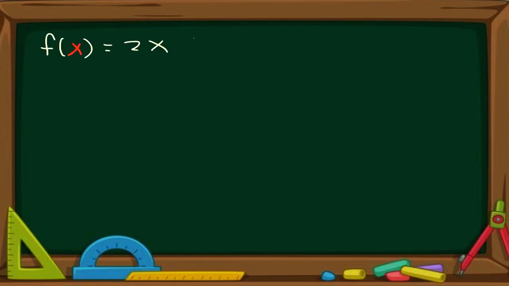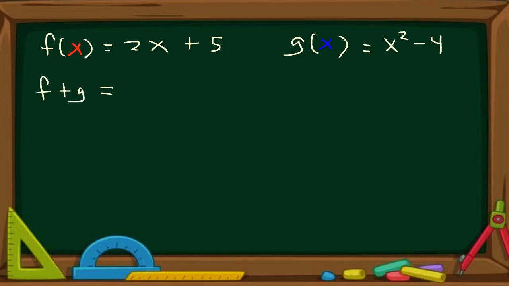In this math function lesson, we'll break down concepts step by step to make problem solving easy and clear. Let's get started. Let's say that f of x is equal to 2x plus 5 and g of x is x squared minus 4. Perform the indicated operations. So what is f plus g? What's the sum of the two functions?